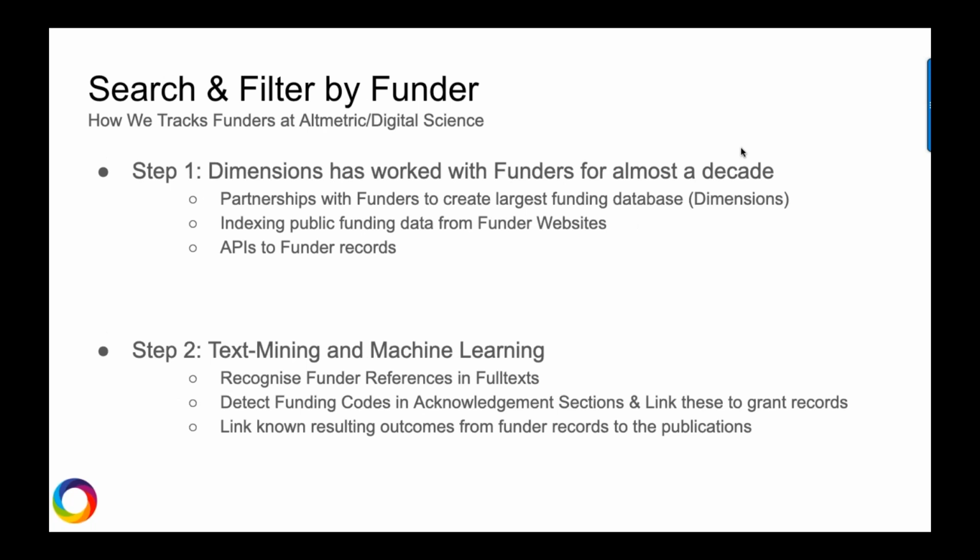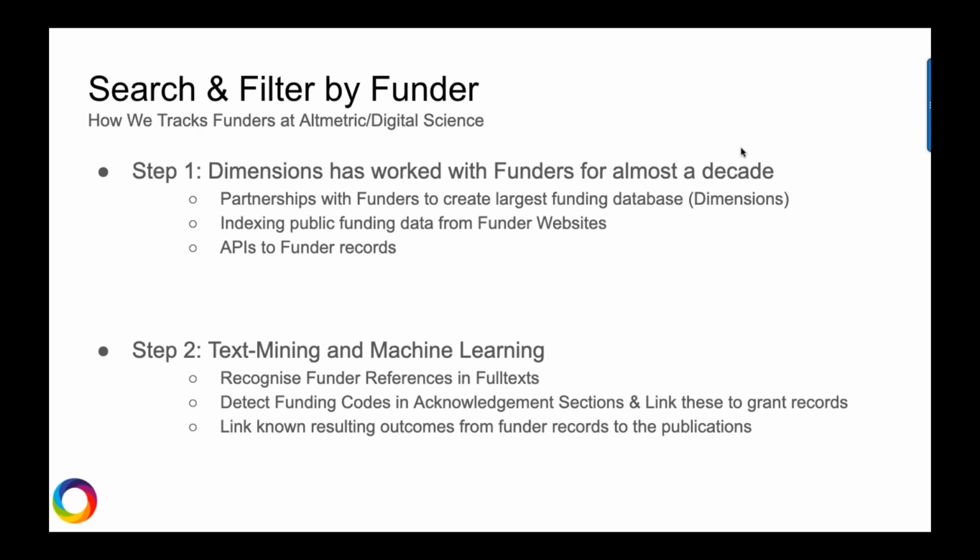So step one, searching and filtering by funding. How do we do this? The first step for how we begin to even know who has funded something is that this work is actually not performed by the Altmetric team itself. We're very lucky at Digital Science to have the Dimensions service, which used to be a funding database. It has now expanded into a database that tracks publications, as well as the funding and what led to that publication, as well as patents and other items. They've spent a long time working directly with the world's major funders and indexing funding data from around the world. That takes many forms.